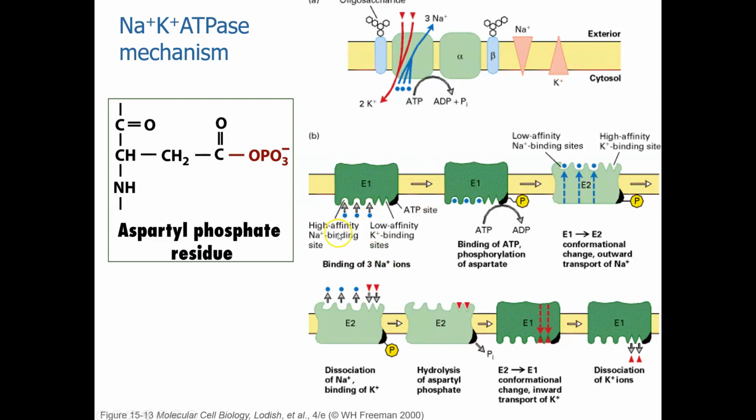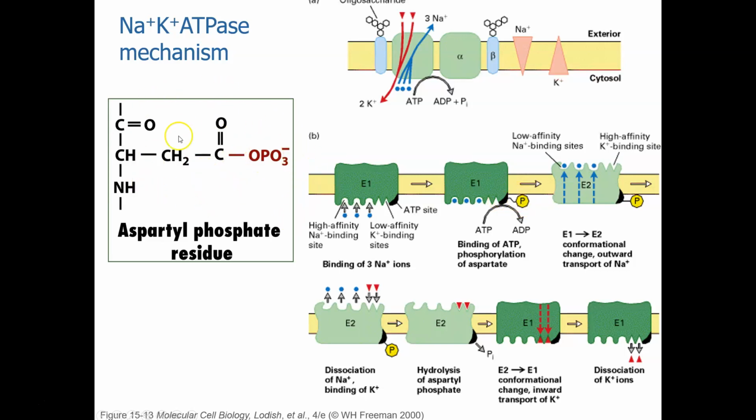So if we look at the mechanism here, we have a conformation, we'll just call this E1, and this conformation has 3 high affinity sodium binding sites, and there are low affinity potassium binding sites. So the 3 sodium ions bind, and the pump is phosphorylated. ATP is hydrolyzed to ADP and phosphate, but the phosphate isn't released. It is actually covalently attached to an aspartate. So that's shown over here.